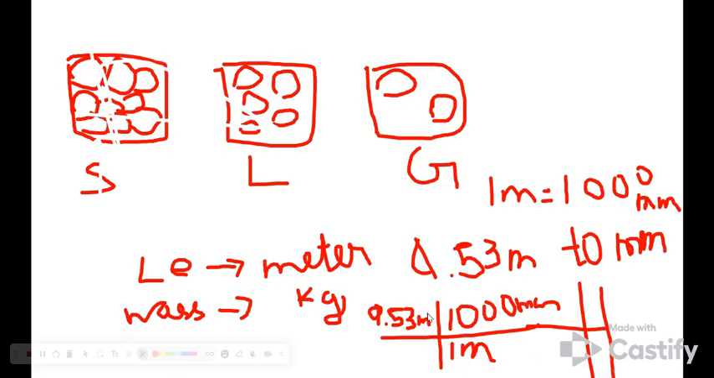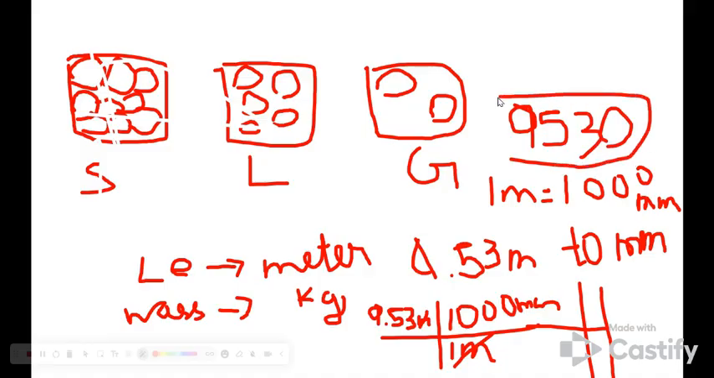So meter and meter will cancel out, and we multiply these two, 9.53 times 1000, which gives me 9530. This is my final answer. We converted meters to millimeters, so meter and meter cancel out and we are left with 9.53 times 1000, which gives 9530.